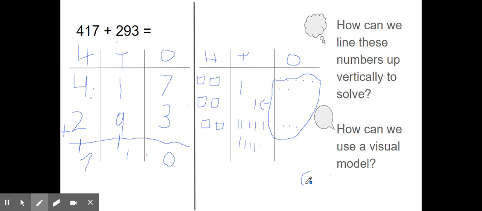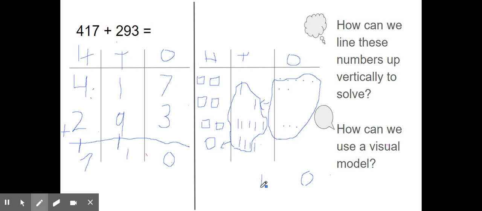Now that we did the ones, let's count our tens. 1, 2, 3, 4, 5, 6, 7, 8, 9, 10. Stop. Anytime I have 10, I need to make a new group. So I'm going to circle my 10 tens, and I'm going to move them to the hundreds place because I know that 10 tens makes a new 100. Then I only have 1 10 left.